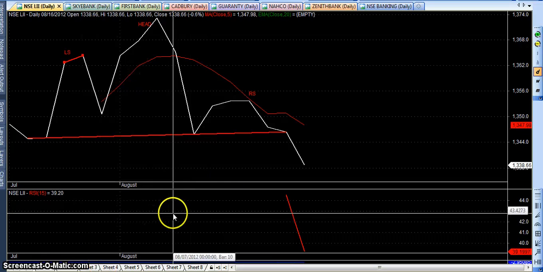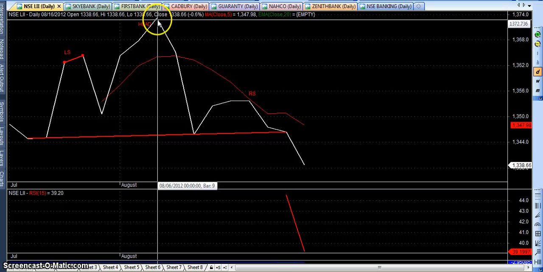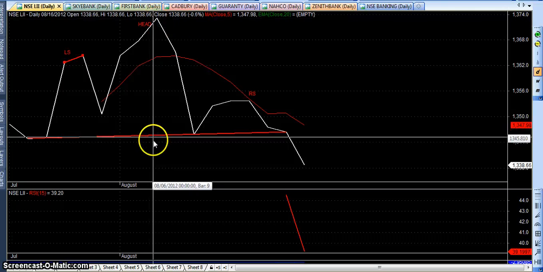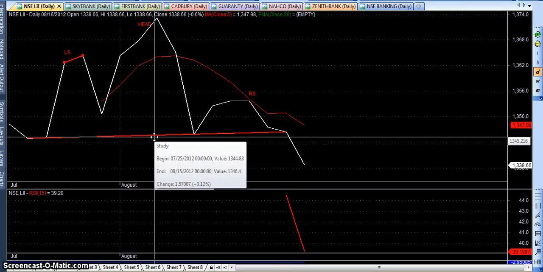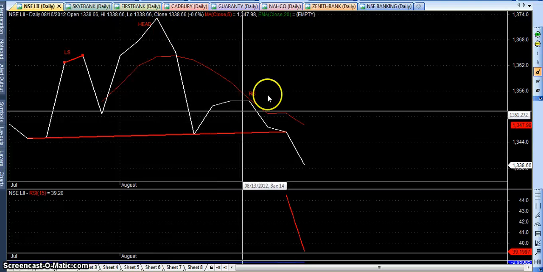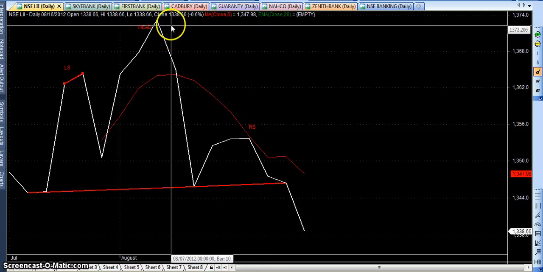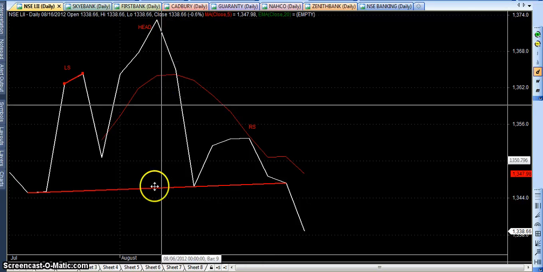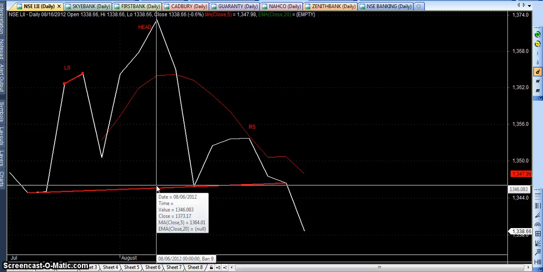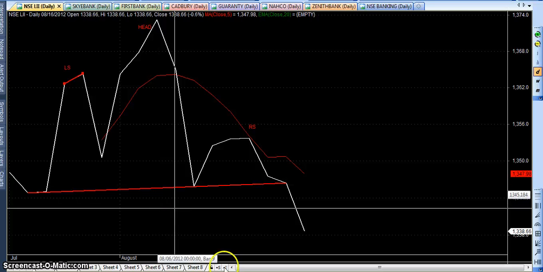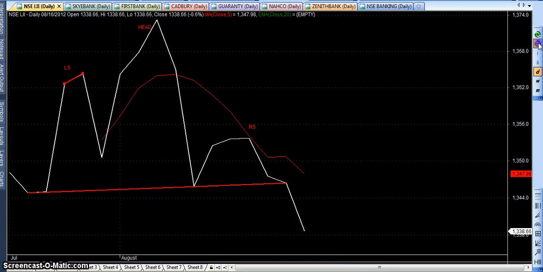Okay, let's leave that. So the distance will be from 1373 to about 1345. That's about 30 points. That's the stretch. Since it's a new index, I'm looking at 1373 minus 1346. That means we'll be looking at about 1310-something at the end of the day. So down further.